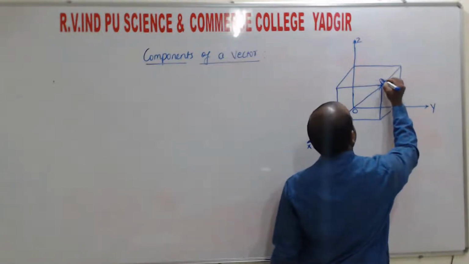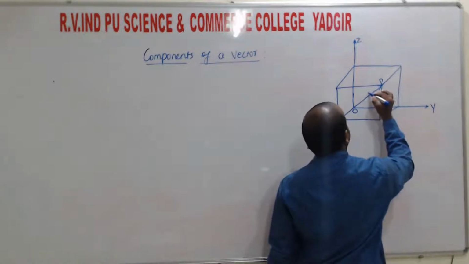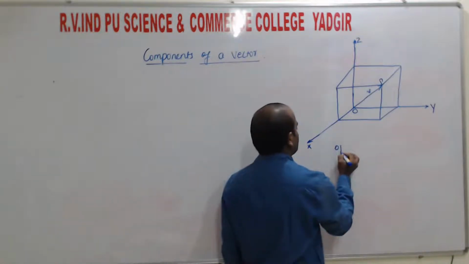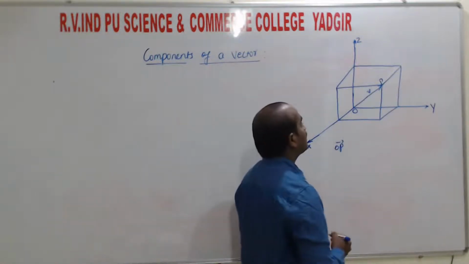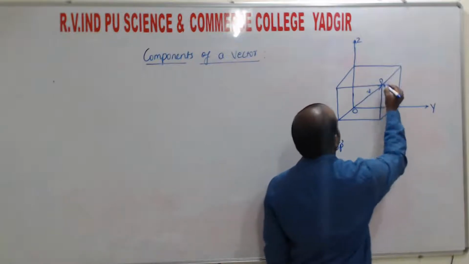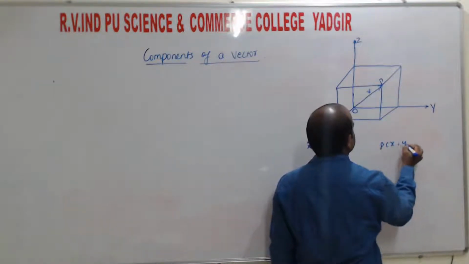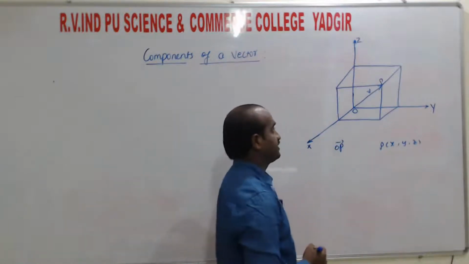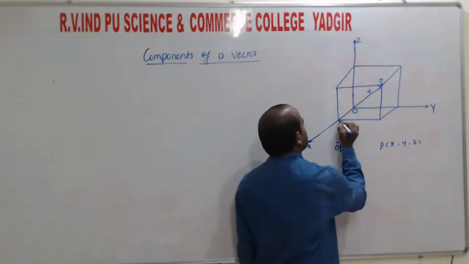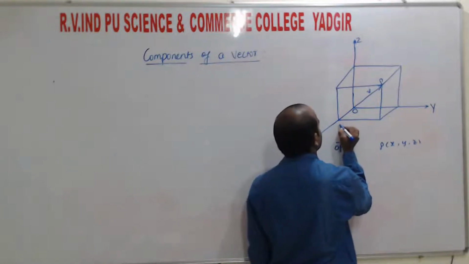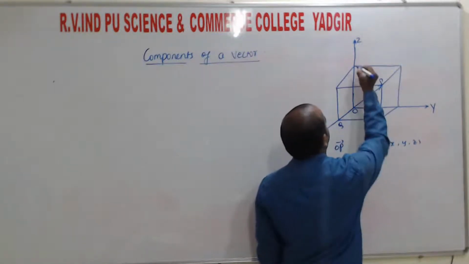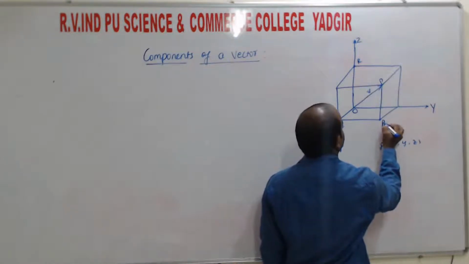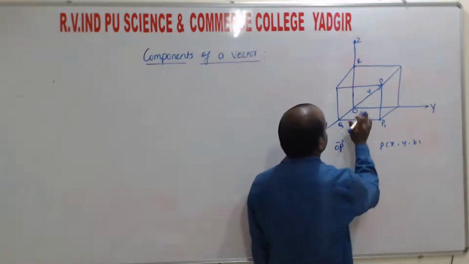This is P. Consider a position vector OP, vector R, of the point P of x, y, z. Now this point is Q, R. Already P is there. This is P1.